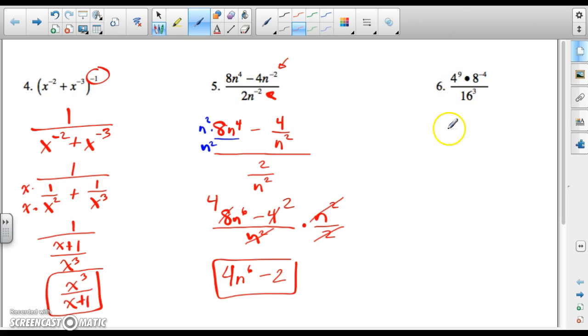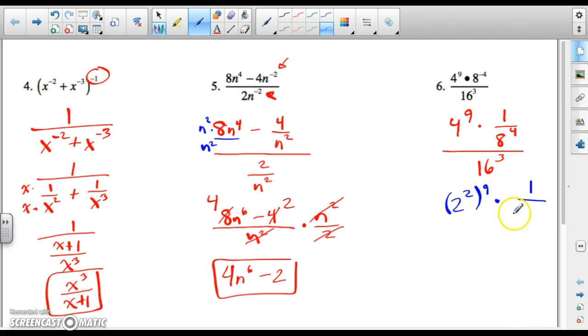Over here, number 6, we have 4 to the 9th times 8 to the -4th, which is the same thing as 1 over 8 to the 4th, over 16 to the 3rd. And what we see about these is that the bases are 4, 8, and 16. They all have a common base of 2, actually. The 4 is the same thing as 2 squared, and then that is to the 9th power. 8 to the 4th, that's the same thing as 2 to the 3rd power taken to the 4th power. And then 16 is the same thing as 2 to the 4th, and then that is taken to the 3rd power.